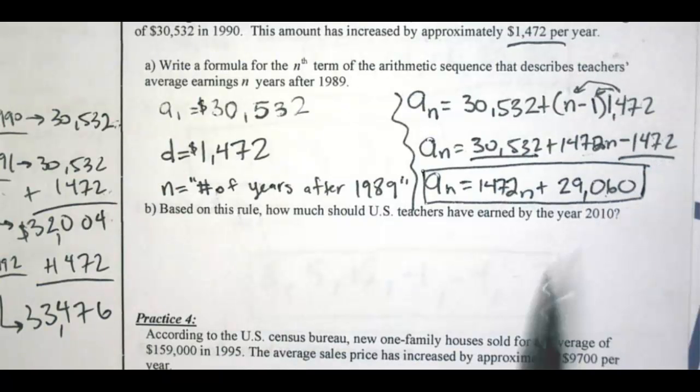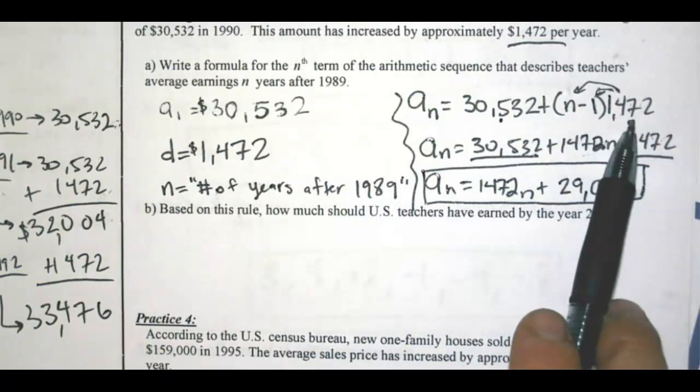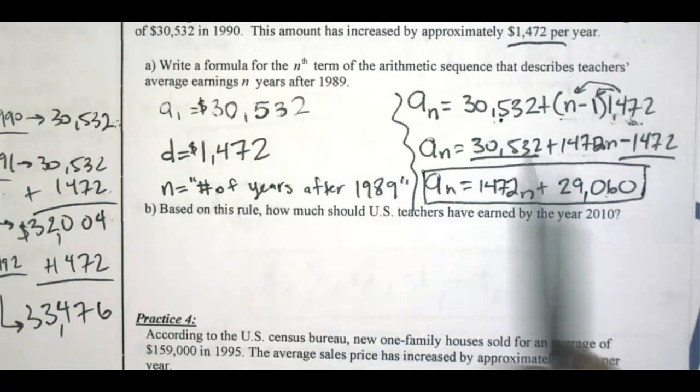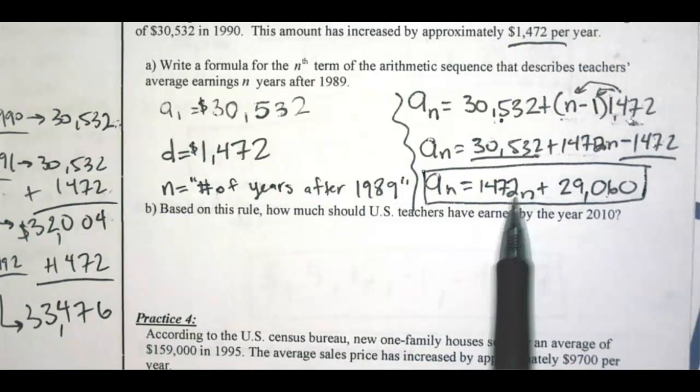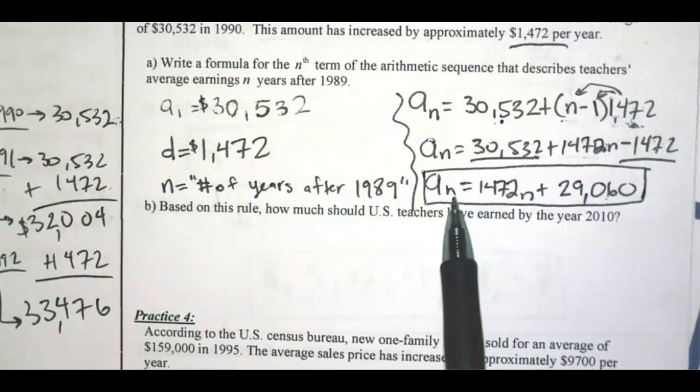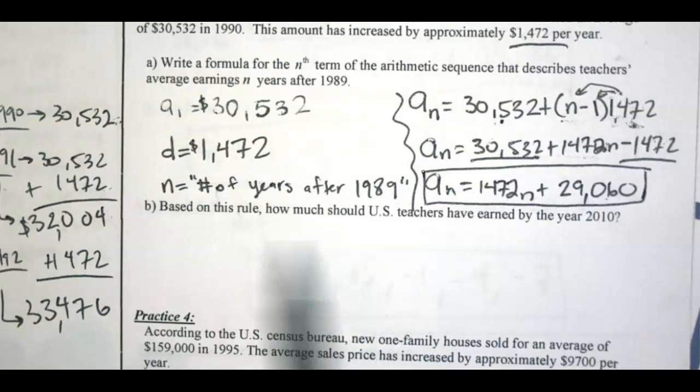You've got to figure out what a sub 1 is and what d is. You've got to identify them at least, and then you can distribute and combine like terms to simplify. So we can use this formula here to figure out what teachers made in any year now. But remember, n represents the number of years after 1989. So look at this next one.